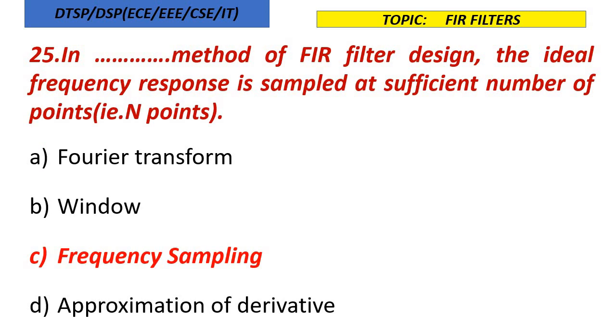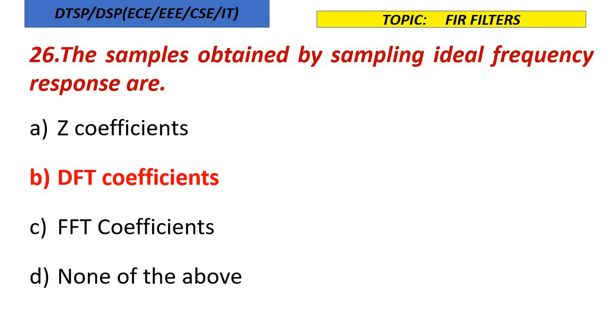Next, in dash method of FIR filter design, the ideal frequency response is sampled at a sufficient number of points. We know the designing of FIR filter uses three methods: Fourier transform method, windowing method, and frequency sampling method. Only in the frequency sampling method is the ideal frequency response sampled over n points. So the answer is option C, frequency sampling. Next question, the samples obtained by sampling the ideal frequency response are named as dash coefficients. So in frequency sampling, the samples obtained from the ideal frequency response are called DFT coefficients.